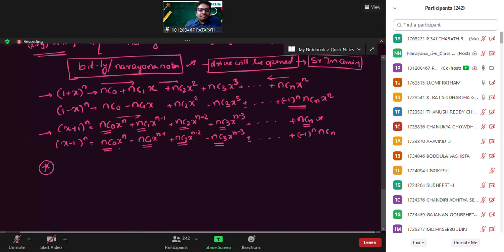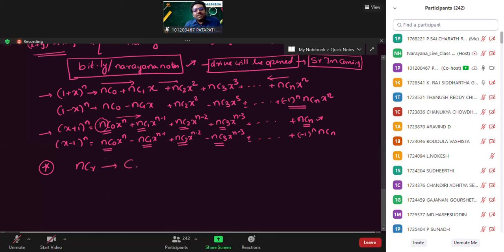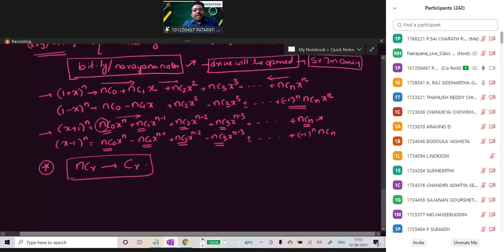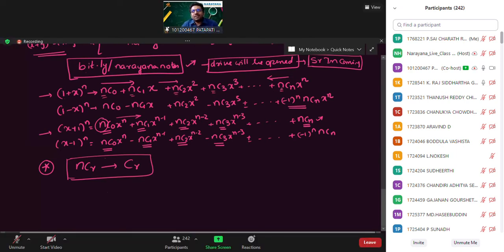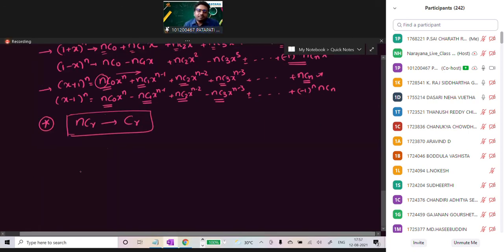What they do is they try to create shortcuts. So nCr, why write n every time? nCr can be represented by Cr. Whenever I write Cr, it means nCr. Why write n each and every time? From now, if I write C1, it is nC1. If I write C2, it is nC2. Is it okay or not?